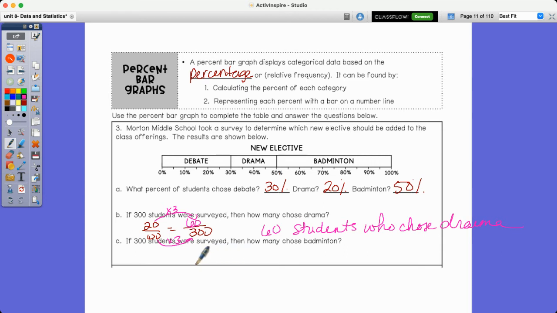If 300 students were surveyed, how many chose badminton? Well, 50 out of 100 equals, I don't know, out of 300. Well, what's half of 300? It's 150. 150 students chose badminton. Pretty easy, right?